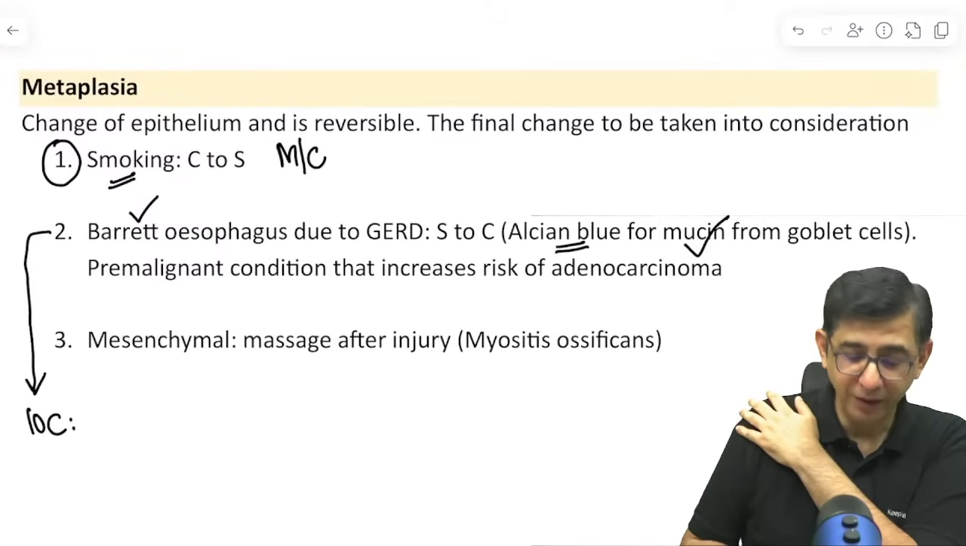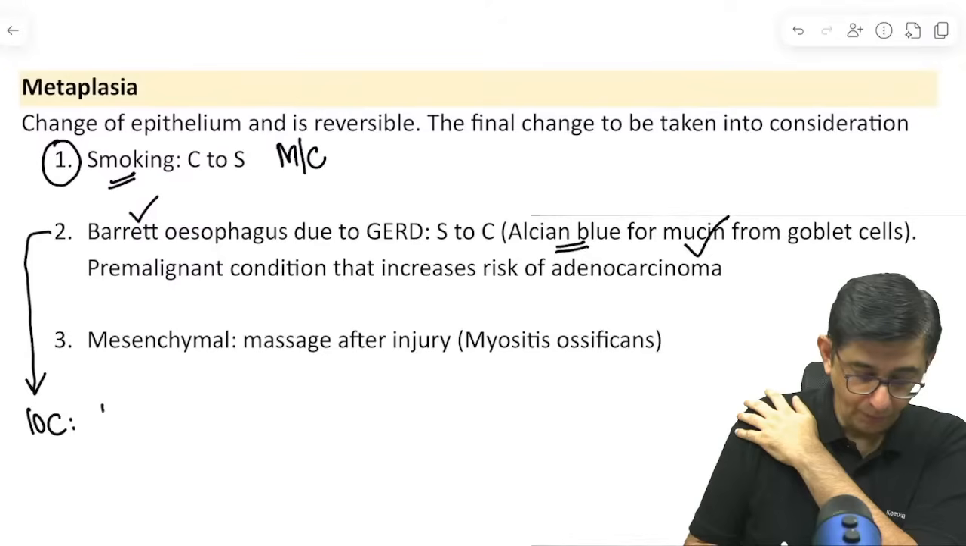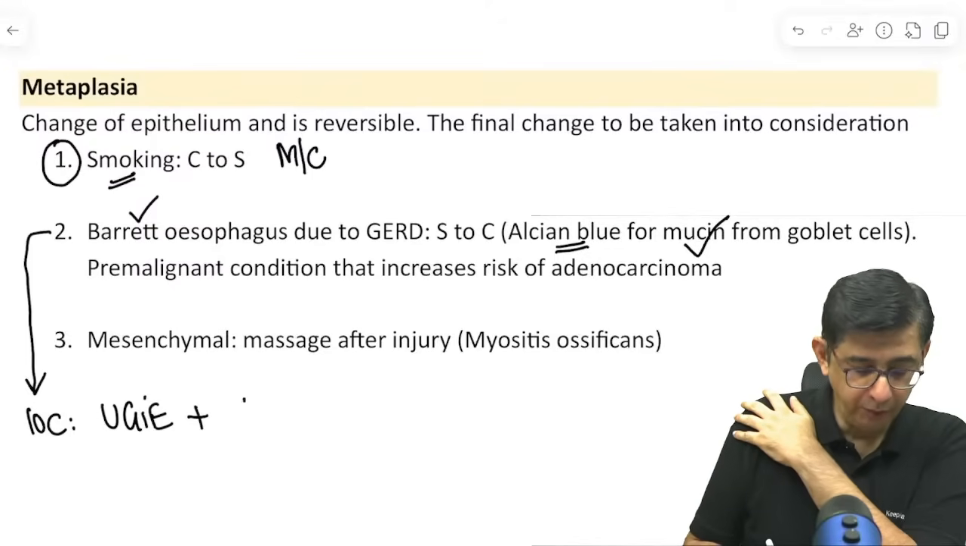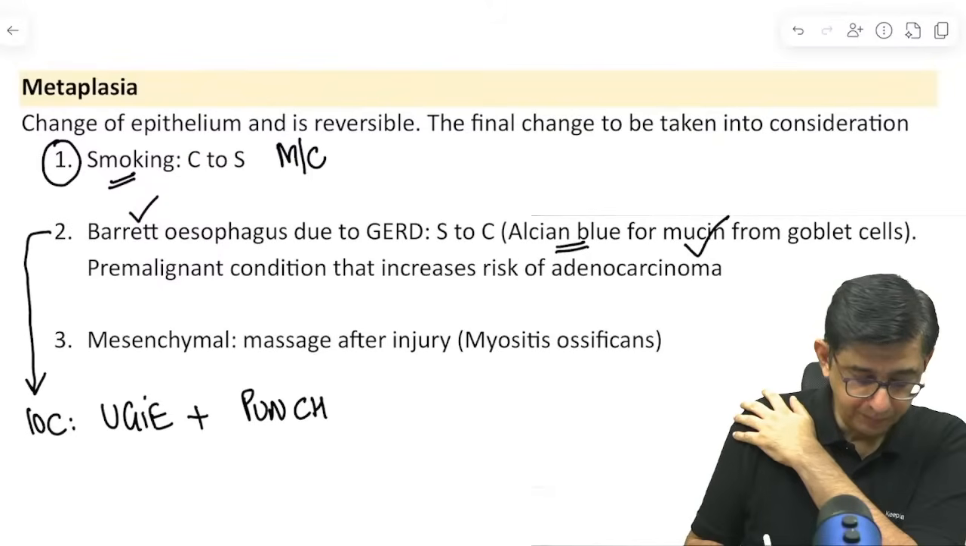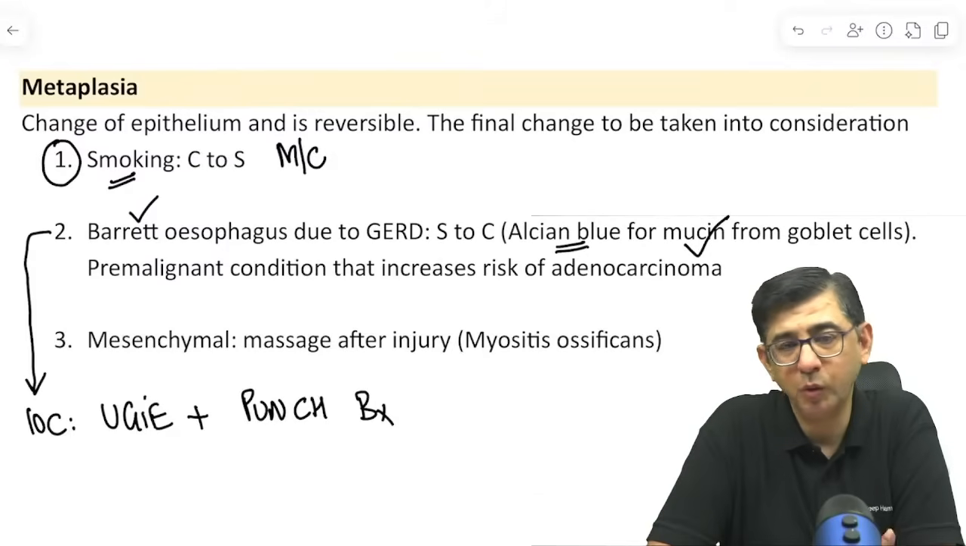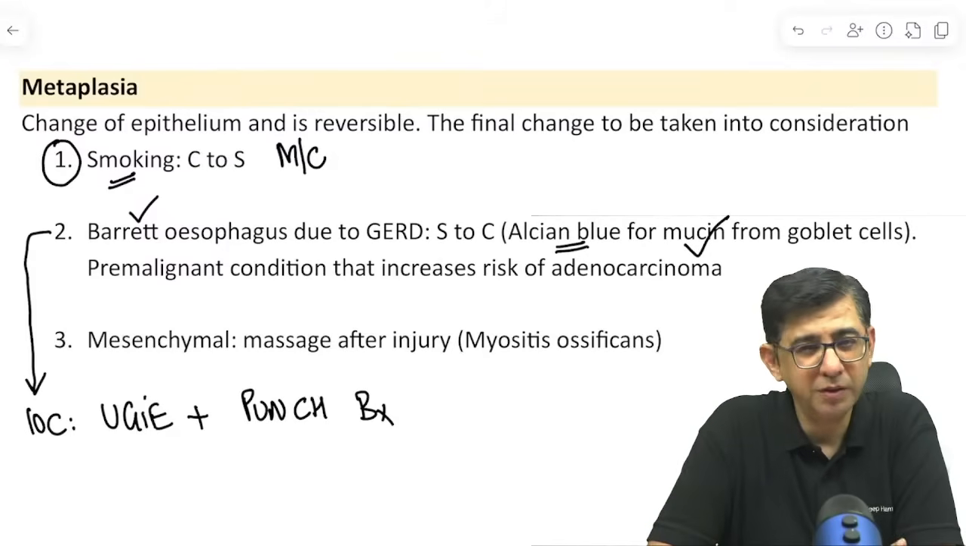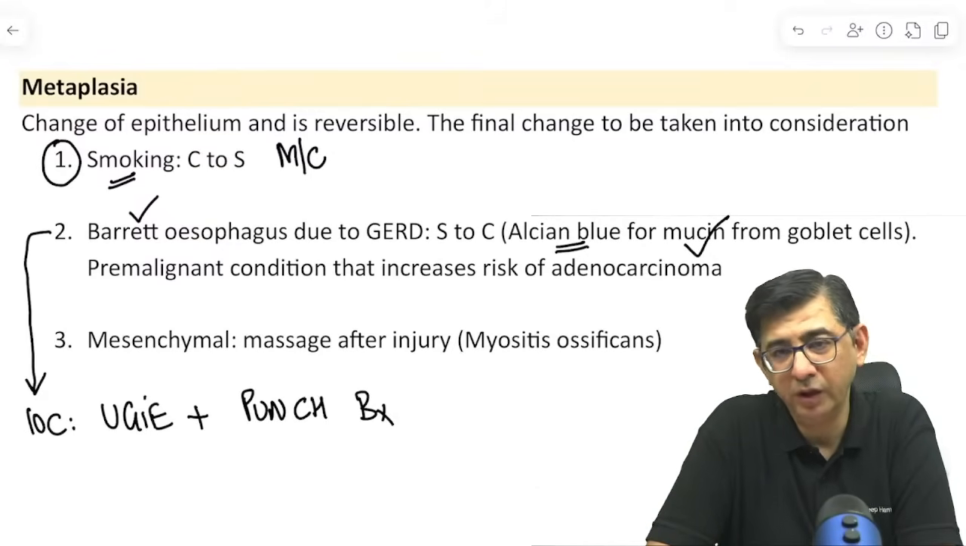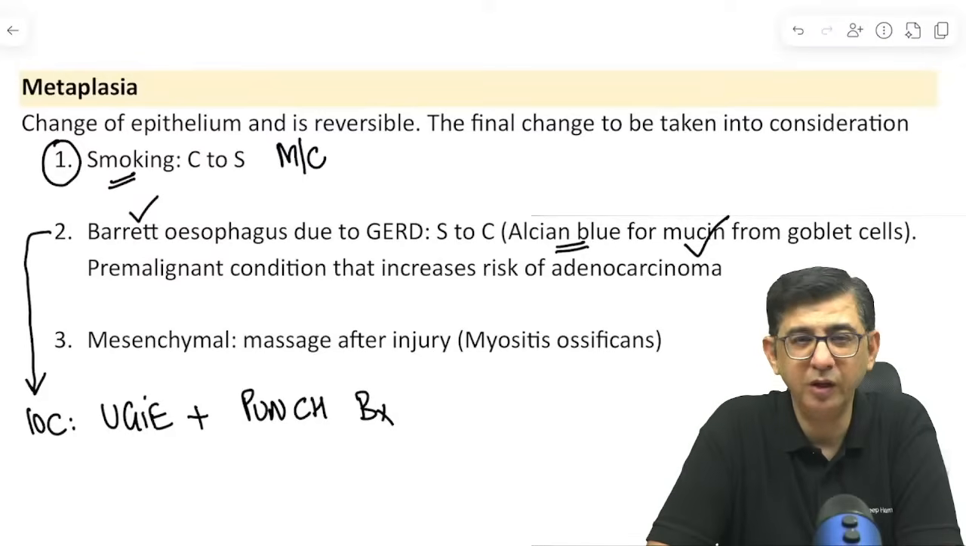It's not a difficult question. Upper GI endoscopy, and what you will be doing is a punch biopsy. Yes, endoscopic biopsy would be done in the patient. So it is upper GI endoscopy with a punch biopsy, and subsequently the report will let us know whether we need to go ahead with surgery in this particular patient or not.